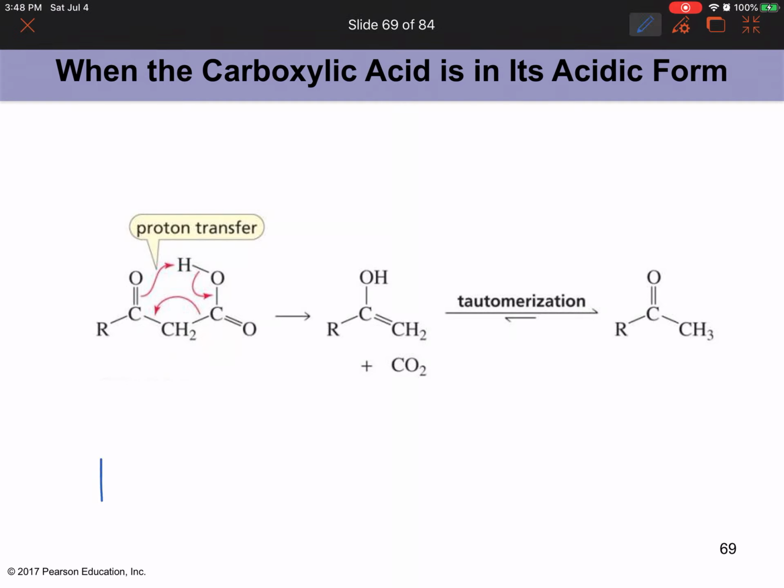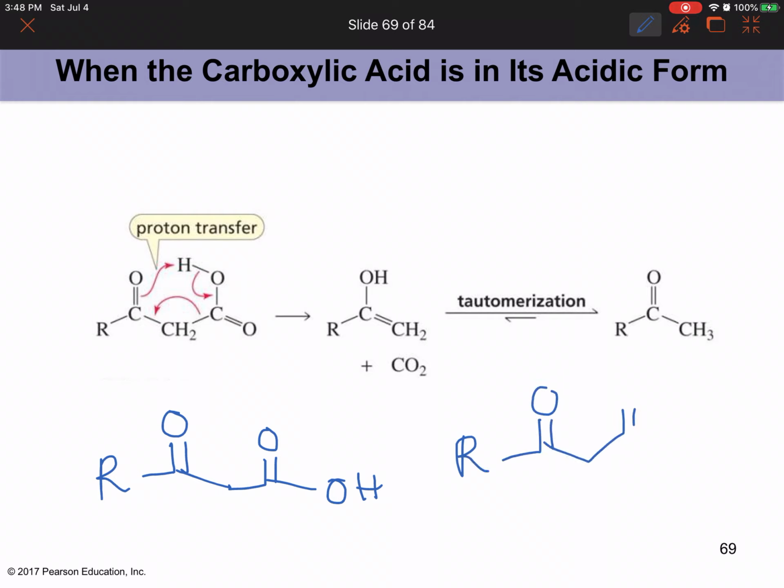For example, this molecule over here, CH2COOH. So this is the acidic form of the carboxylic acid, and then the basic form is going to be this form, O minus, when the hydrogen is removed.